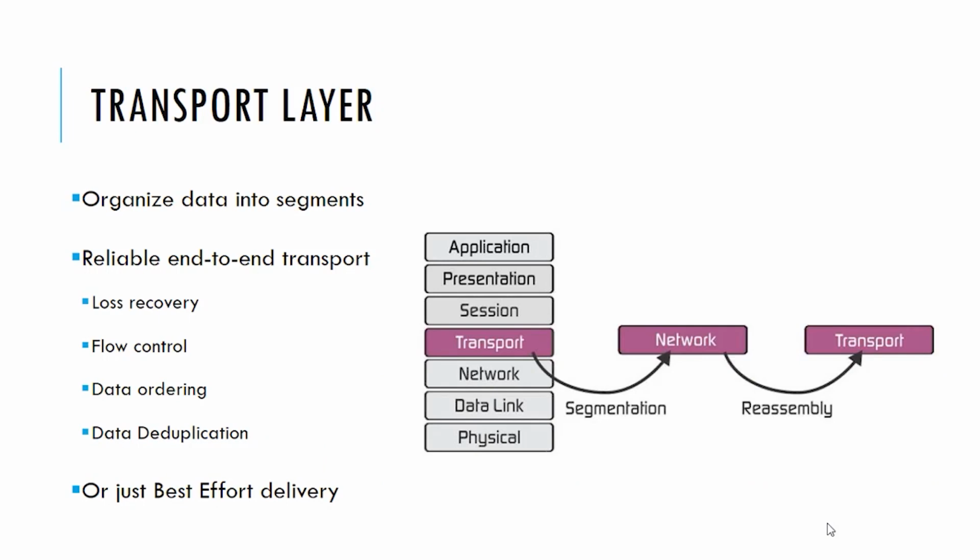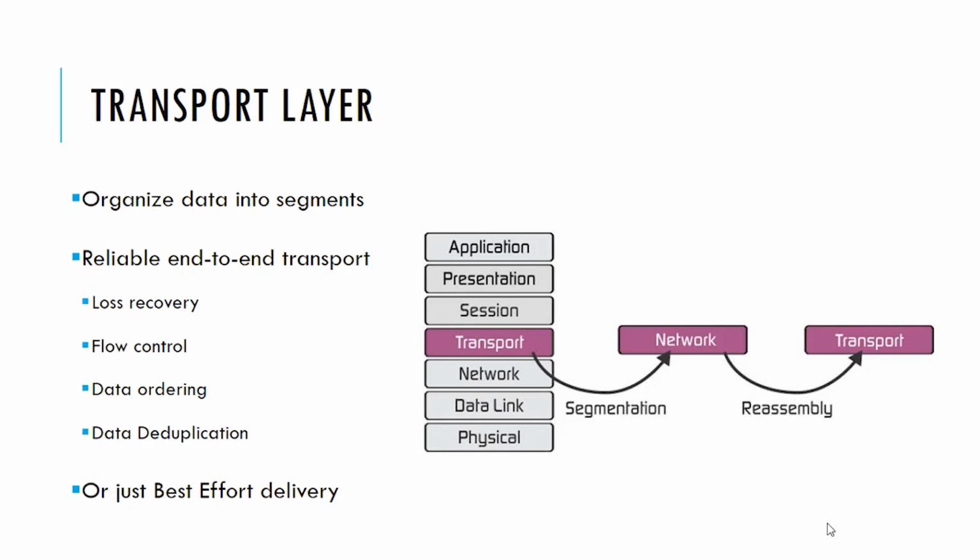The word segment is the unit of data at the transport layer, at layer number 4, where it is a packet at layer number 3, a frame at layer number 2, and bits and bytes at the physical layer, layer number 1. The transport layer is responsible for the end-to-end delivery in either reliable form or just best effort delivery.